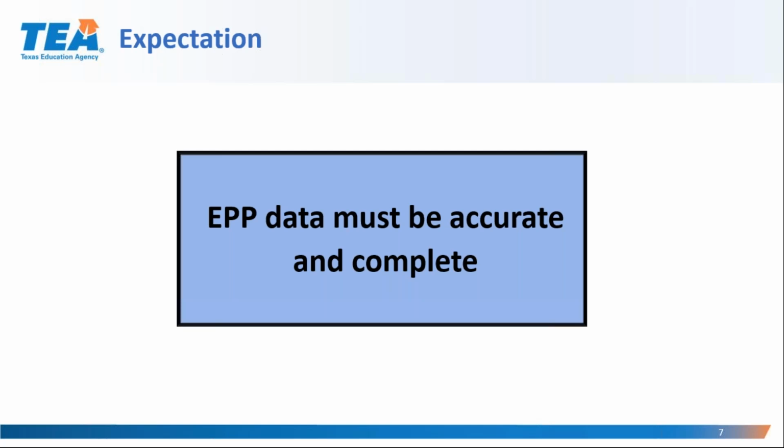As such, the expectation is that the data and EPP reports must be an accurate representation of the EPP activities. To reinforce the expectation of accuracy, the EPP legal authority signs an attestation of accuracy, verifying the data submitted by the EPP each year.